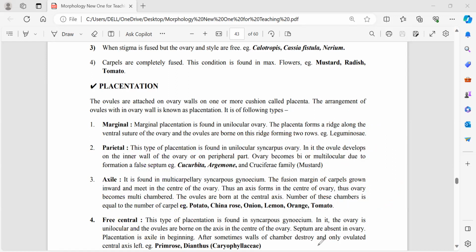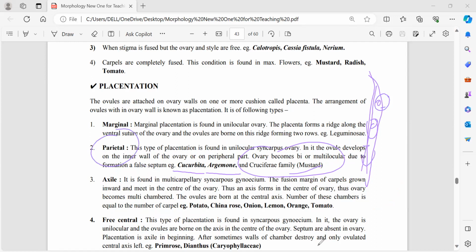This case is found in, for example, cucurbita, argemone, and the crucifer family, mustard. When you open the pod of mustard, there is a transparent partition, and on that transparent partition we have the ovules attached. That type is called parietal placentation.